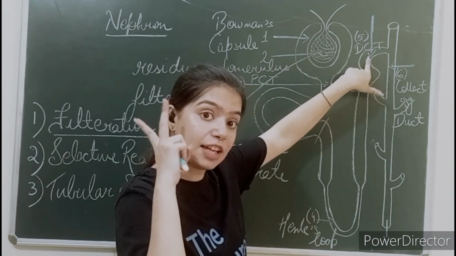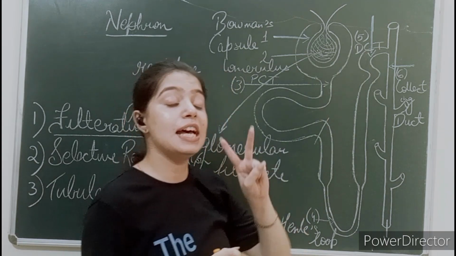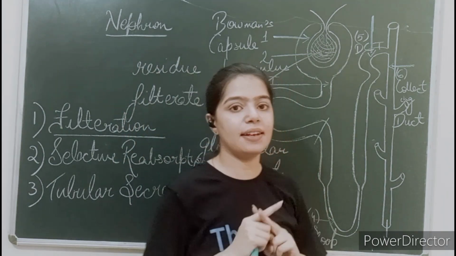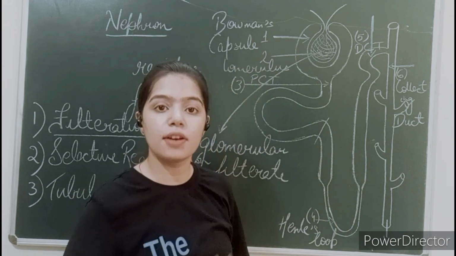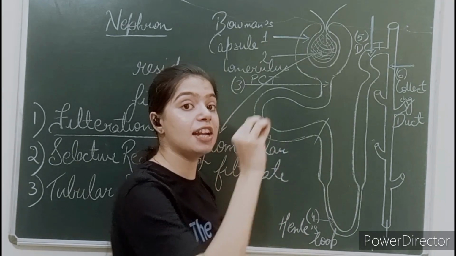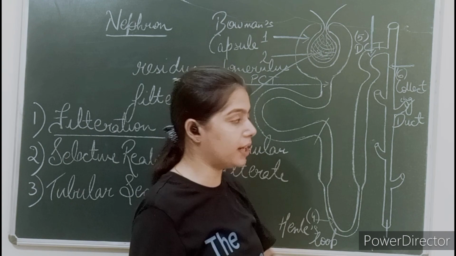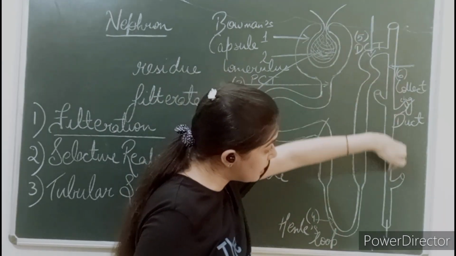And this DCT has two important functions. First, it will absorb the maximum amount of water. Second, it will remove creatinine and urea, which our body does not require. So all the waste material which our nephron thinks cannot be reabsorbed, and is not required by our body, is further sent to the collecting duct.